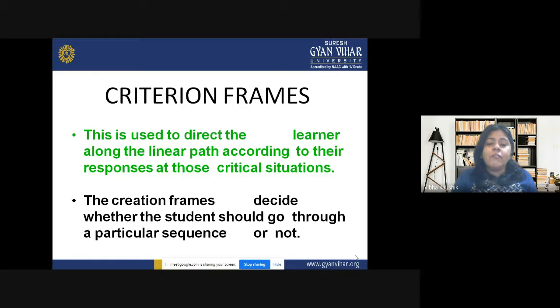The criterion frames decide whether the student should go through a particular sequence or not. Now, the criterion information will decide whether the student should go through a particular sequence or should not go to a particular sequence.